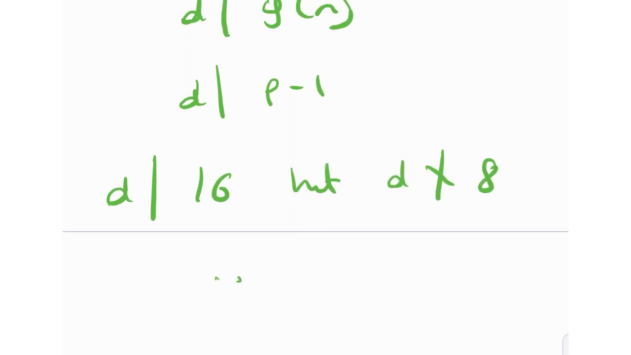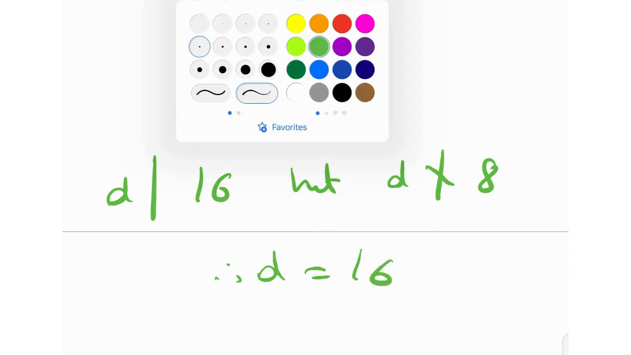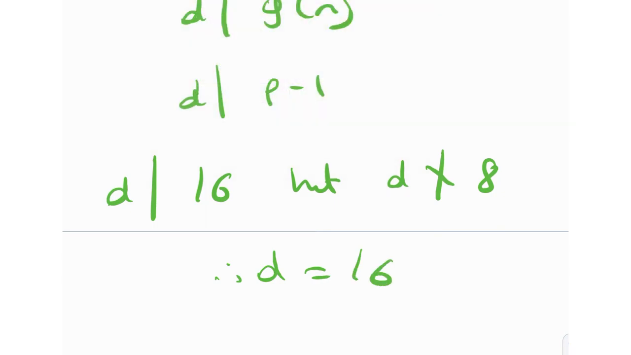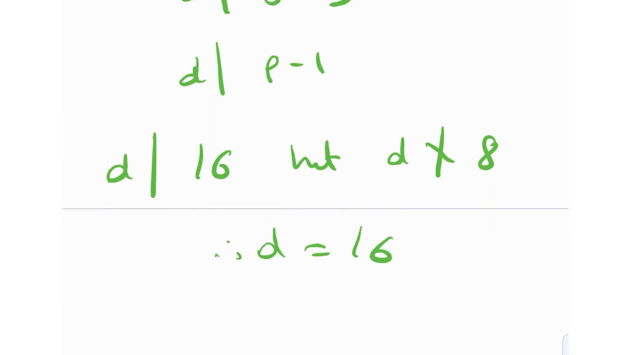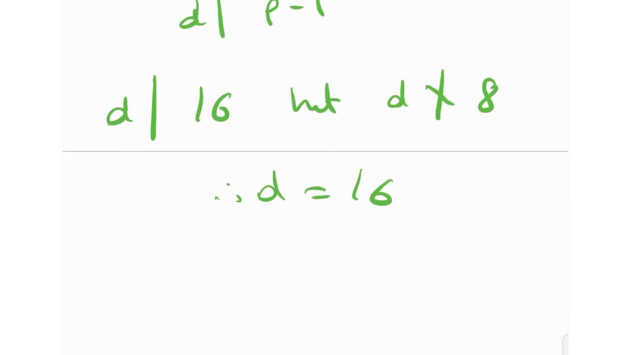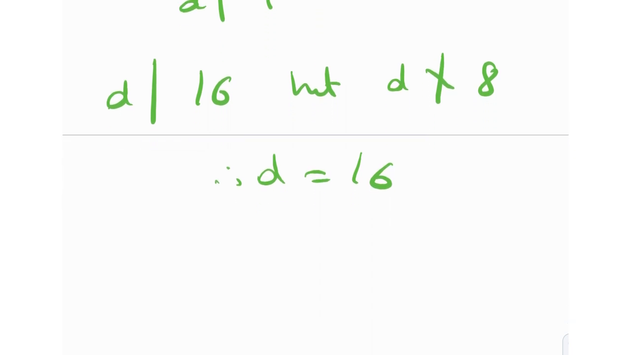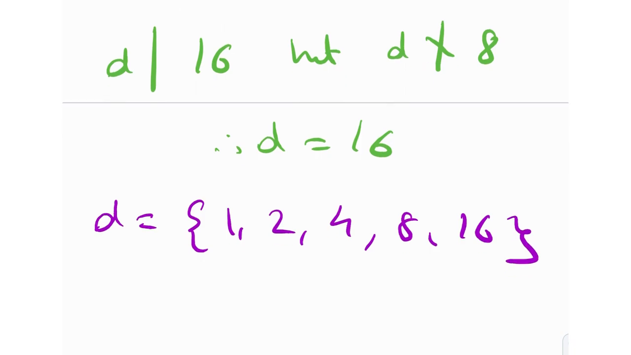So D can divide 16, but D cannot divide 8. What does that mean? That D has to be 16, which is so amazing. So the order is indeed equal to 16. Because if a number divides 16 but does not divide 8, it has to be 16. For example, what numbers divide 16? D could have been 1, 2, 4, 8 and 16. All of these numbers are divisors of 16, so D will belong to this set. But D does not divide 8. Well, 1 divides 8, 2 divides 8, 4 divides 8, 8 divides 8, and what is left? 16. So the only possibility left is D is equal to 16.